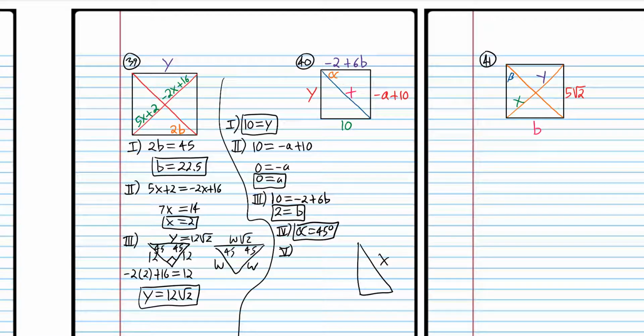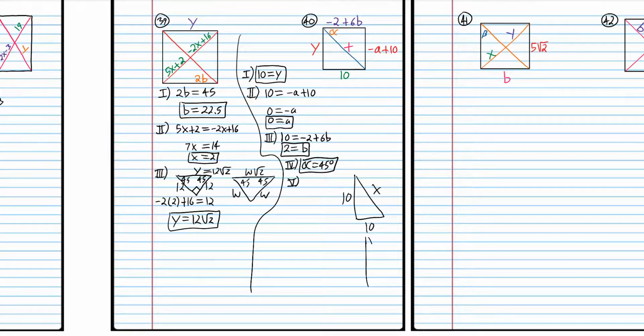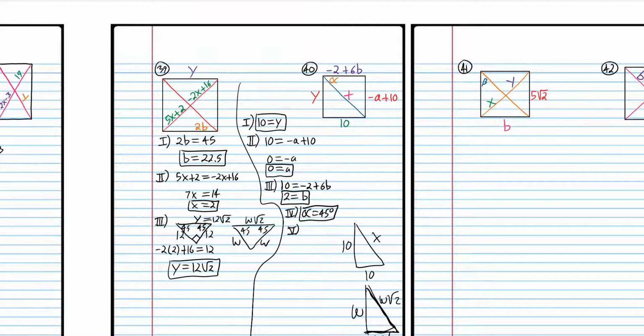We have x, and then we have 10, 10. So we're using the w root 2. That side's supposed to be equal to that other side. So x is just 10 root 2. So if you got 10 root 2, good job. If you got all those answers, good job.